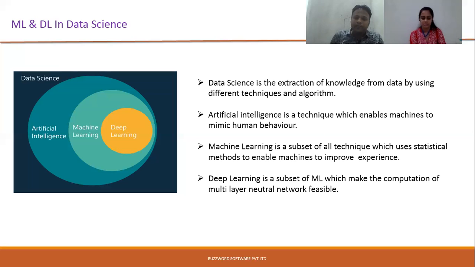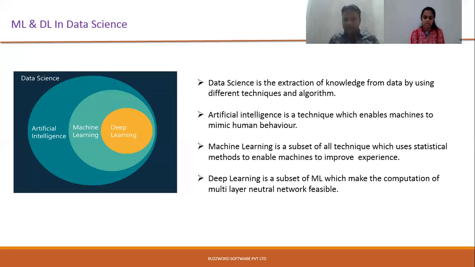Deep learning is a subset of machine learning which makes the computation of multi-neural networks feasible. Deep learning means that after artificial intelligence tells the machine learning to improve, deep learning stores all the information. By analyzing through artificial intelligence and knowing through machine learning, deep learning adjusts itself permanently. So these are the three parts basically present in data science.